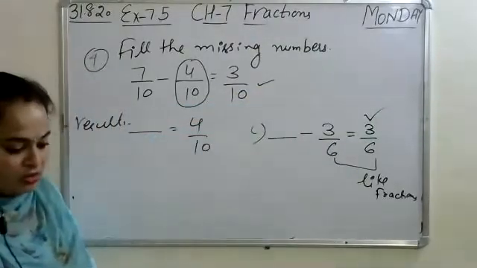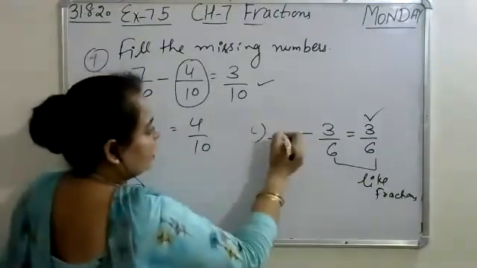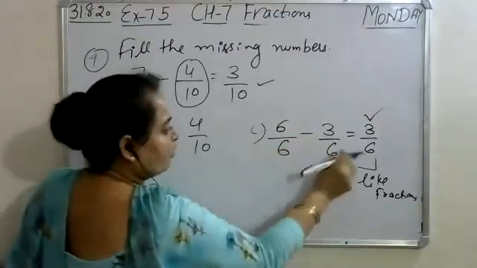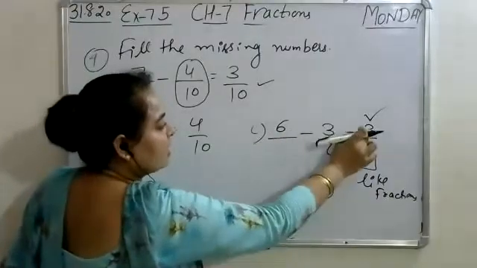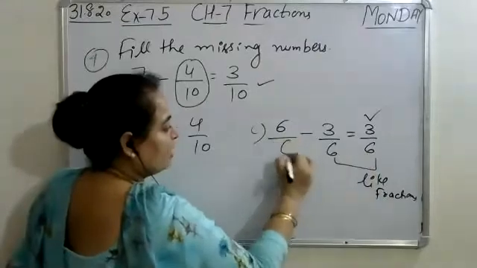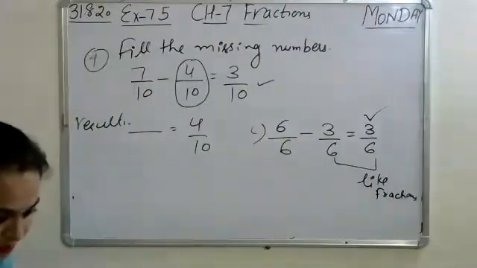Very good, Khushi. Good response. 6 minus 3. Very good. So here you will write 6 upon 6, because the denominator is 6 now. Yes, ma'am. 6 minus 3 is equal to 3, but the denominator is equal to 6, so you will write here 6. Very good. Well done. Good response. Thank you, ma'am.